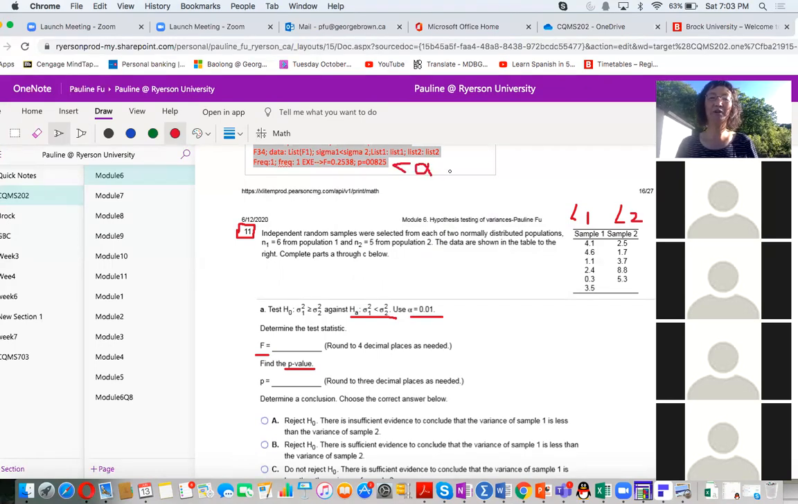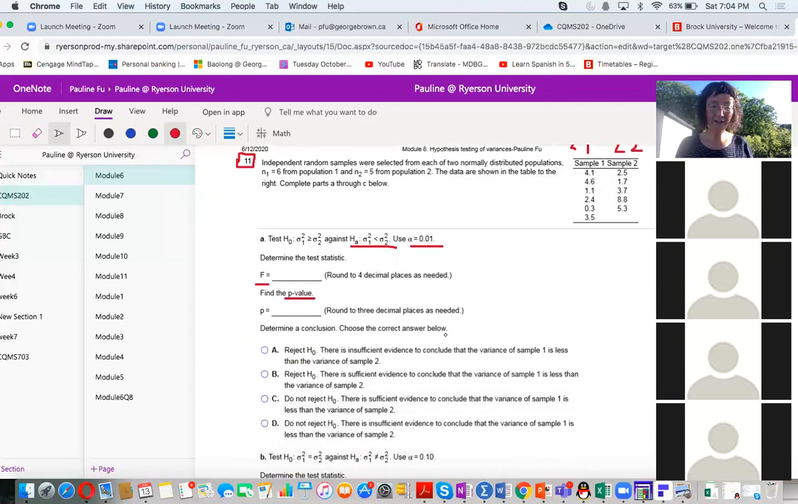This p-value is smaller than alpha. When you have a p-value smaller than alpha, you reject H0. You reject H0. Okay, so that is our conclusion. So A, B, C, D, we select one, reject H0. So either A or B.